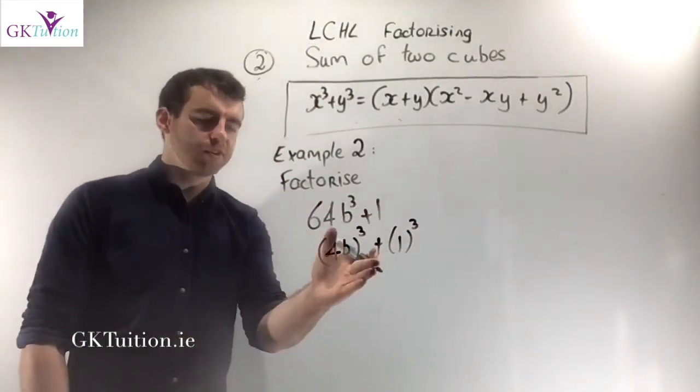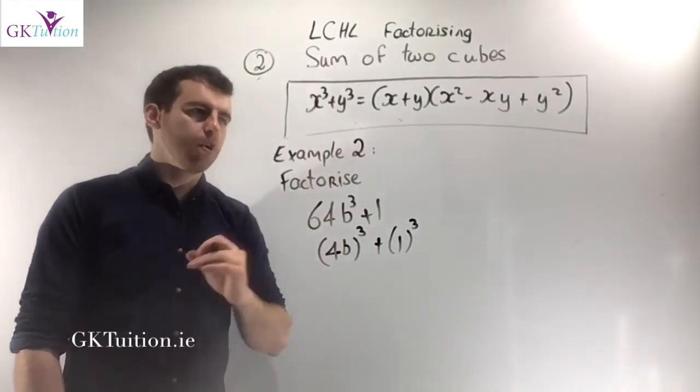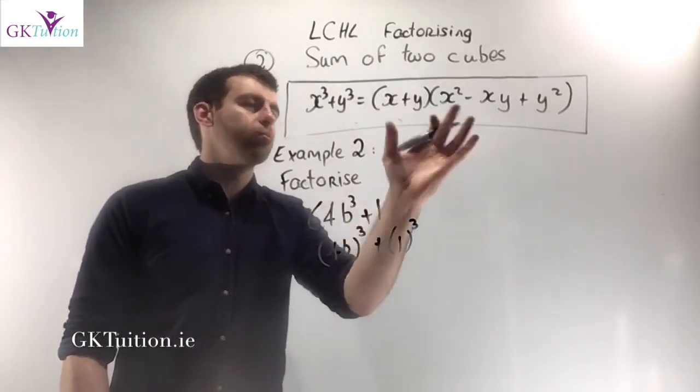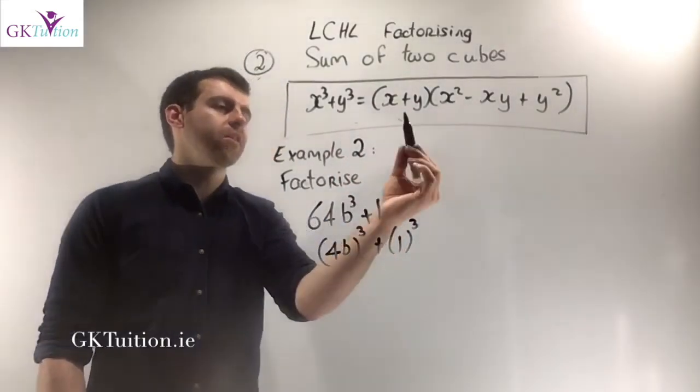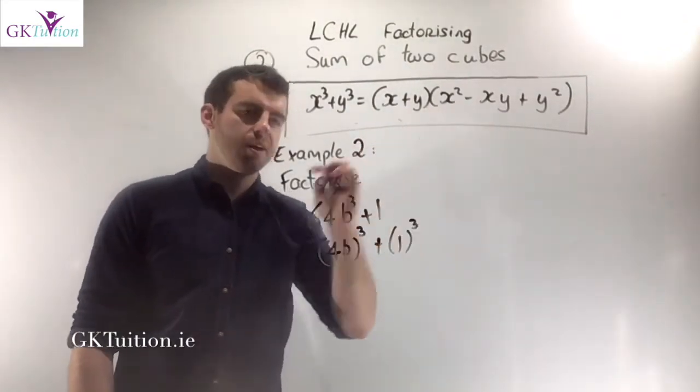And this time there's a plus in between them, which means I have to use the formula for the sum of two cubes, which is exactly the same as the one we used in the previous example, except that we've swapped the first two signs. Last time the first sign was a minus and the second one was a plus. This time it's a plus and then a minus.